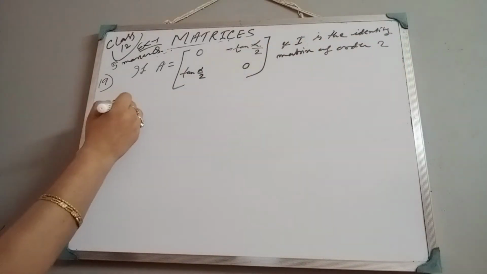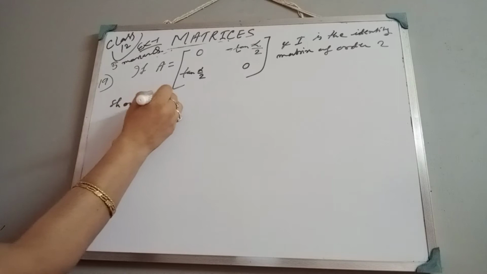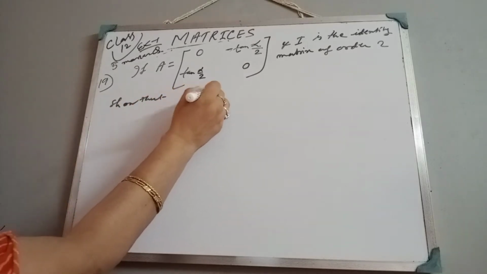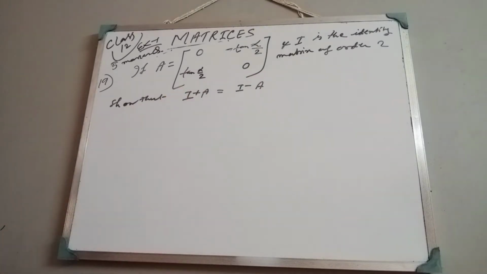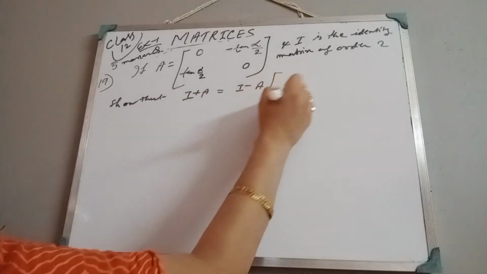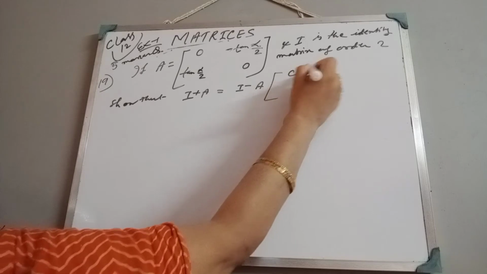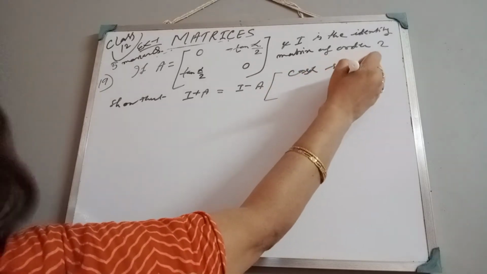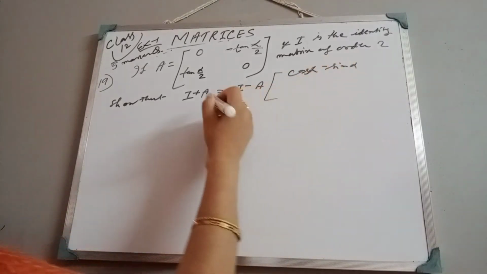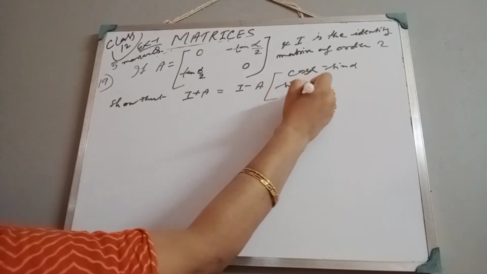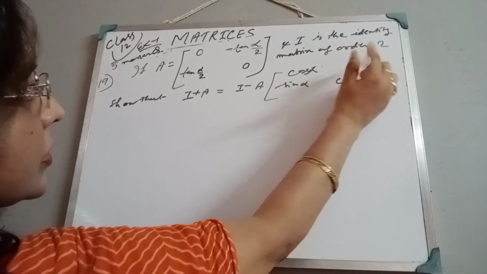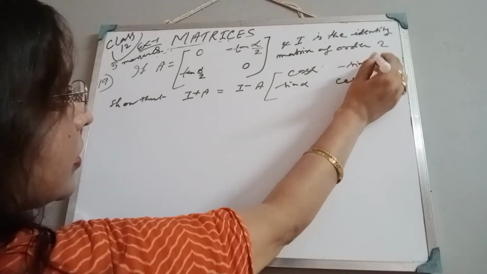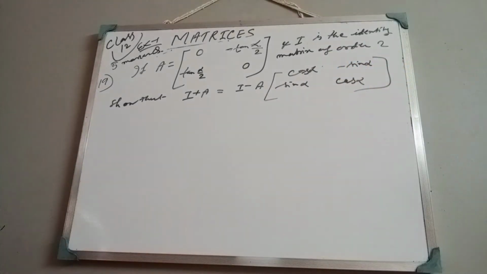Now what we have to show? We have to show that I plus A is equal to I minus A into cos alpha, sin alpha, minus sin alpha, cos alpha. This we have to prove.